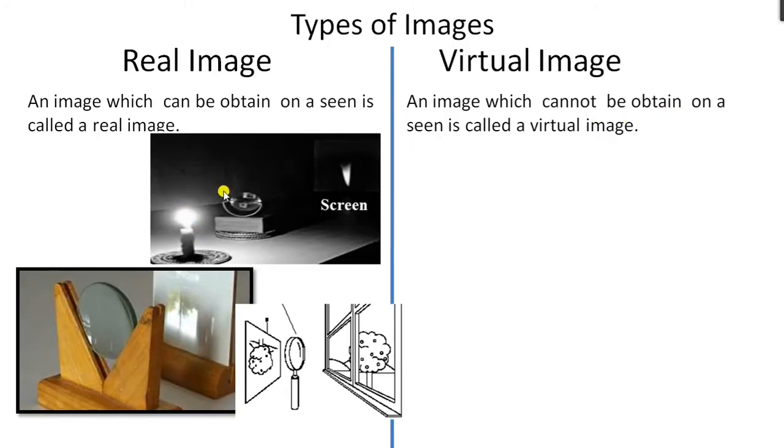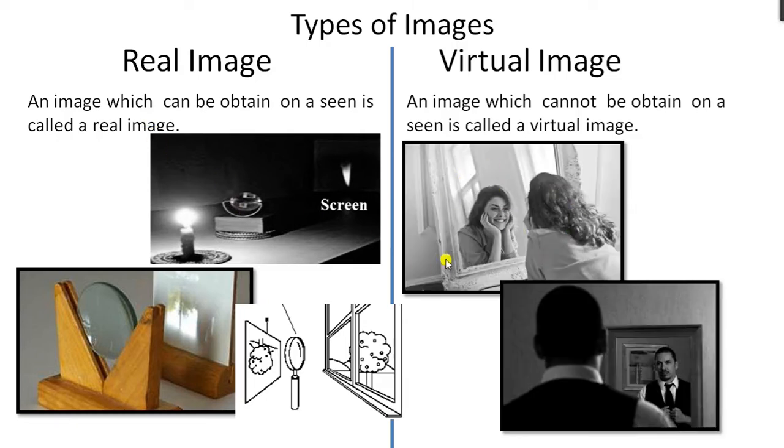You can see this lens is forming the image of this candle on a screen, and here also you can see the scenery in front of this lens is being projected on this board or screen, and here the image of the tree outside the window is being projected on this screen. So that means in all three cases we are getting the image on the screen. So all these images are real images.